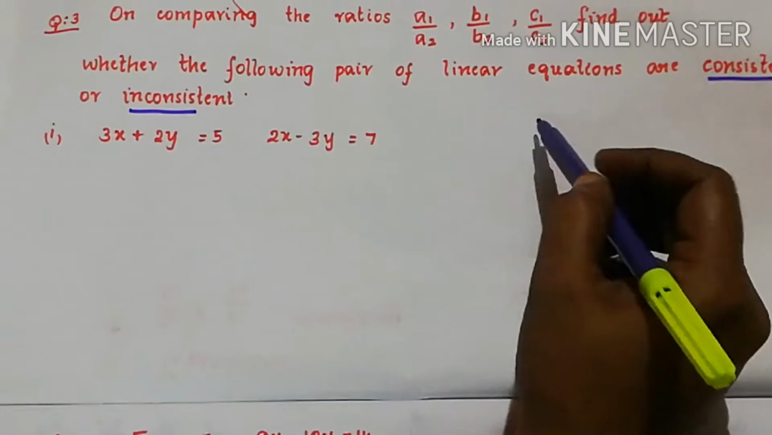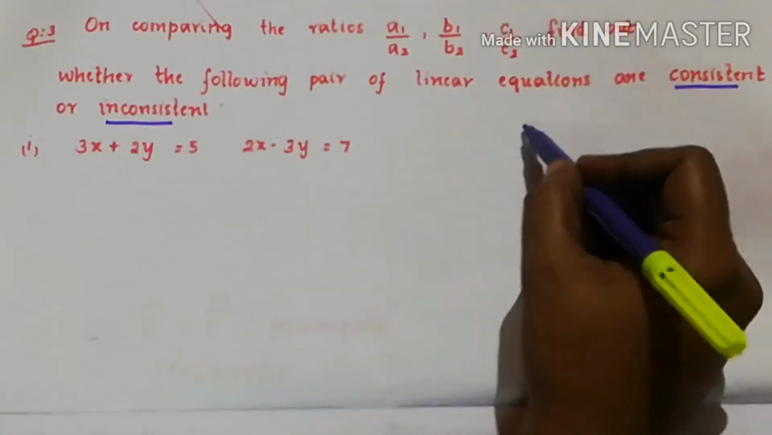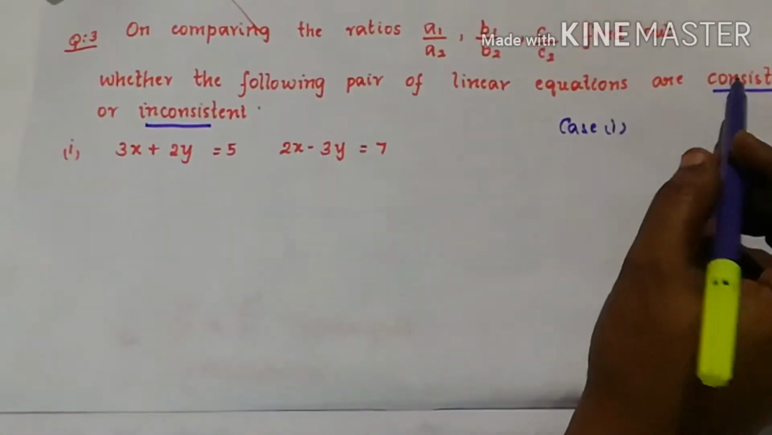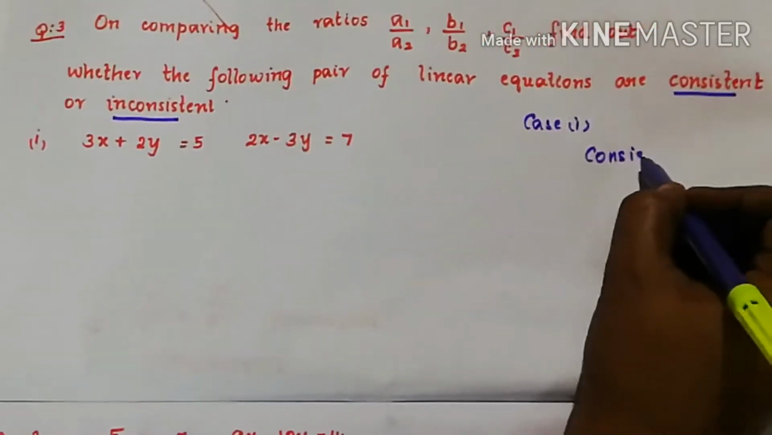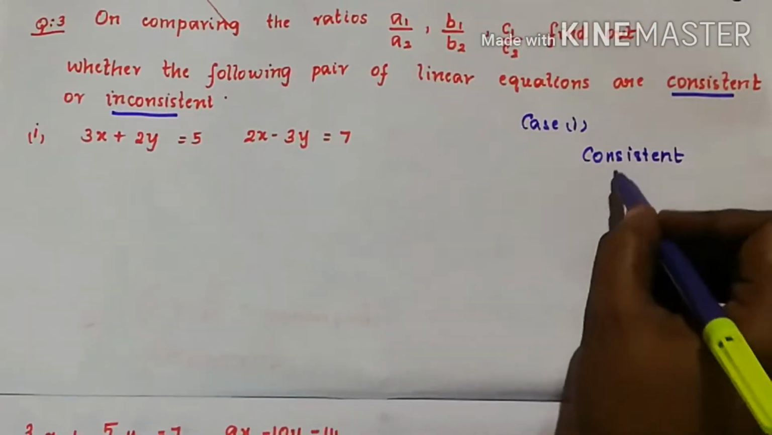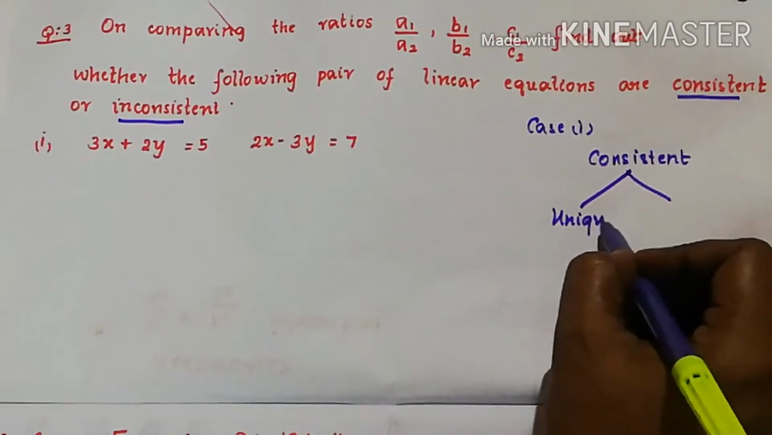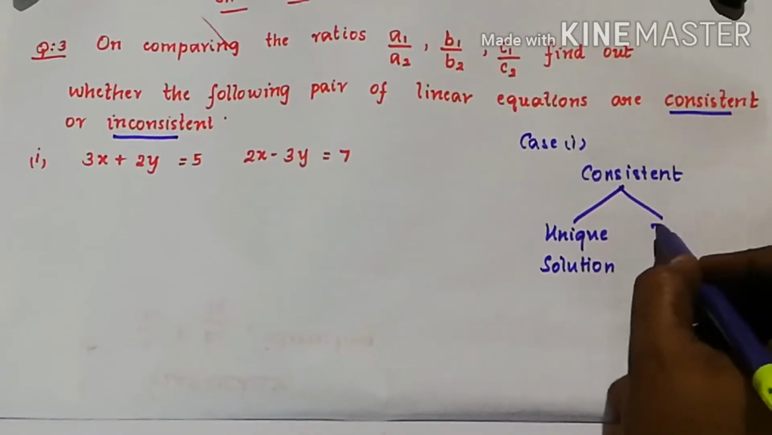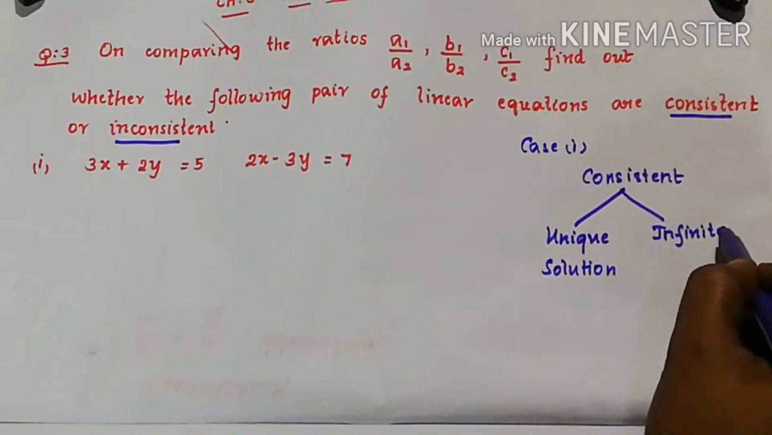So just we will recall what you have seen in the previous. In the graphical method there are 3 cases. So when do you say the linear equations are consistent? Only if they have solutions. Solution means they may have a unique solution or infinite number of solutions.